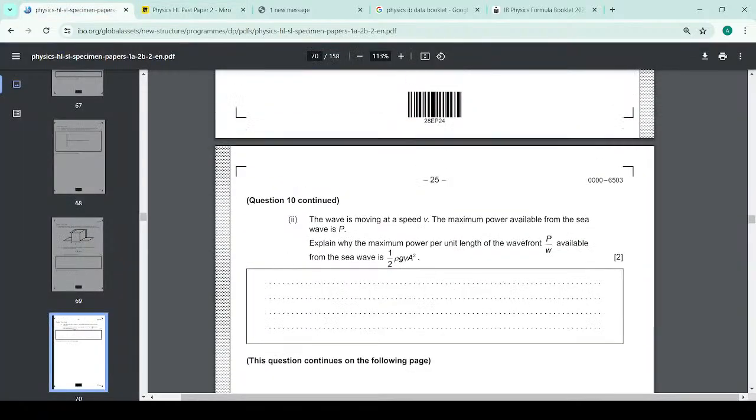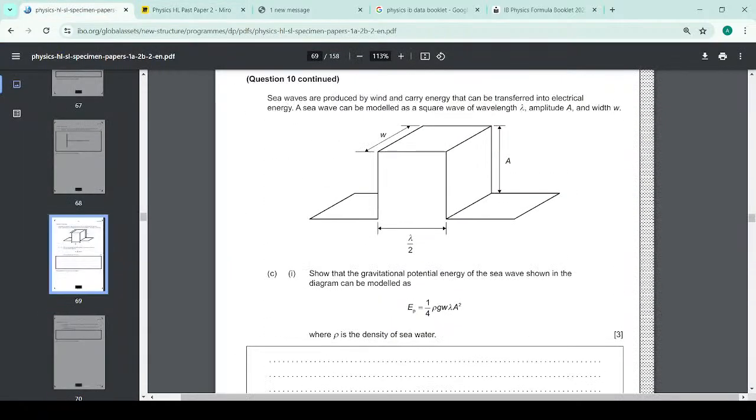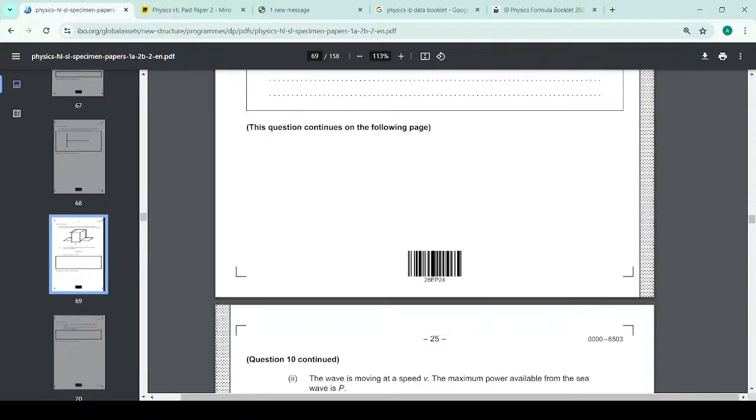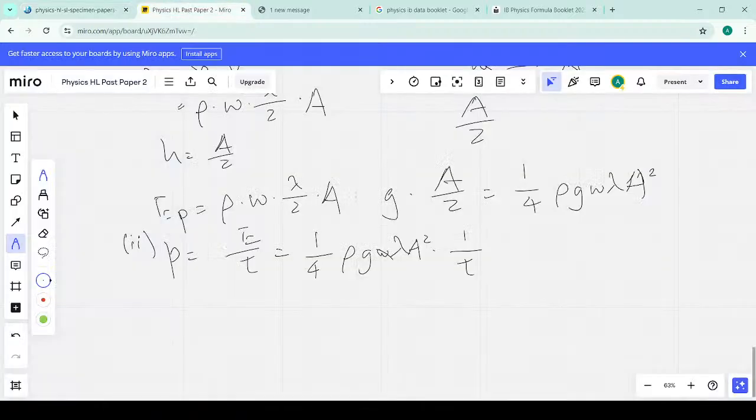And look at this. Since lambda is this way, lambda over 2, so we can write P over W as 1/2 rho g lambda over 2a squared times 1/t.